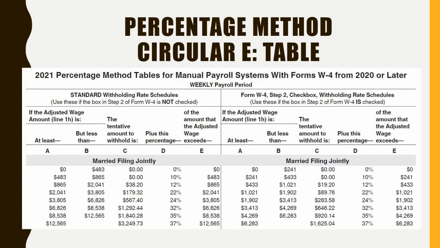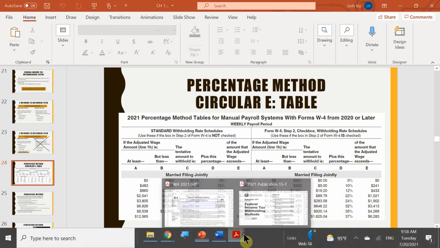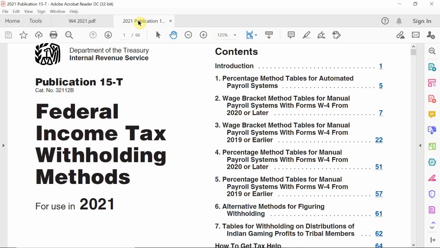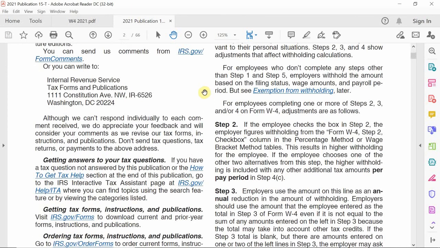But in this case, I gave you everything that I give you in this class. I've already selected the table, so you don't need to look for the table itself. But I have provided to you on the Google Classroom the actual full Publication 15-T, which gives you all the federal income tax withholding methods for calculating tax. And here it gives you descriptions on which tax tables to actually use.